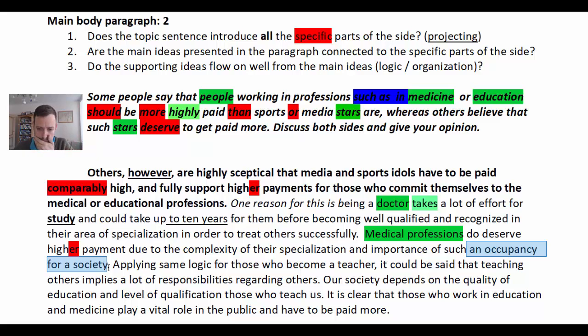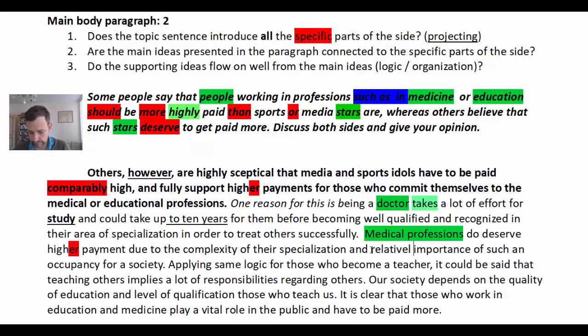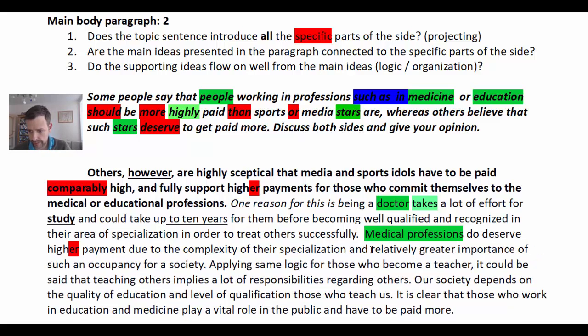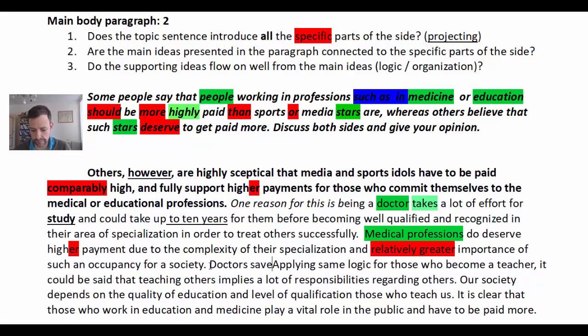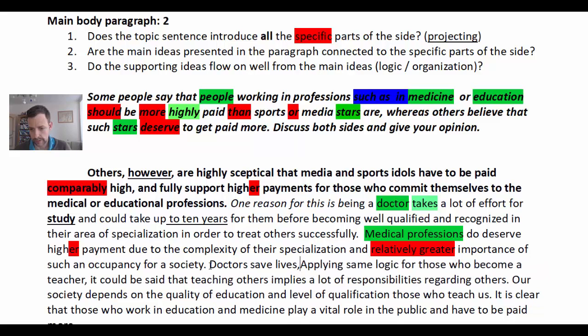So is this more? So I think just to make, like, you've got here, they deserve a higher payment, a comparative, then a better and complexity of the specialization, and relatively greater importance of such an occupancy. So relatively greater importance. Doctors save lives. Stars don't. Stars do not.